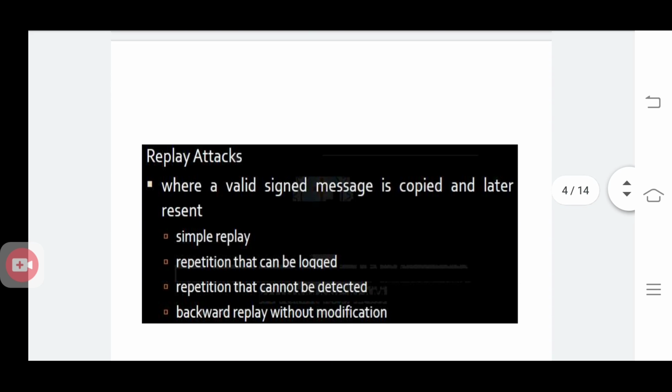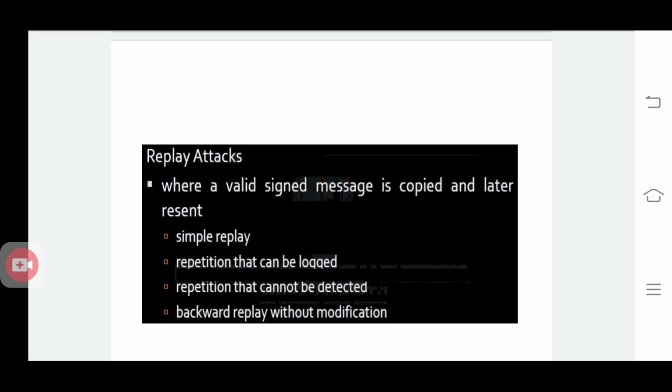So what is a replay attack? The message is replayed, or the session key is replayed. A replay attack means a valid signed message is copied and later sent again. We have a signed, valid original message, but it is copied and resent later. So the receiver sometimes gets a duplicate of the original message. That is a replay attack, and the receiver cannot identify which one is the correct, original one.